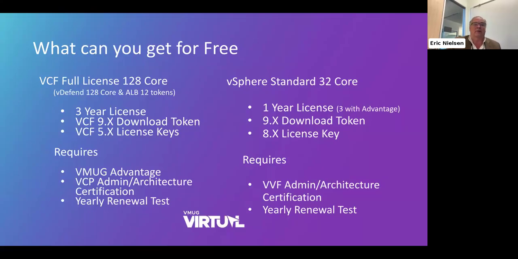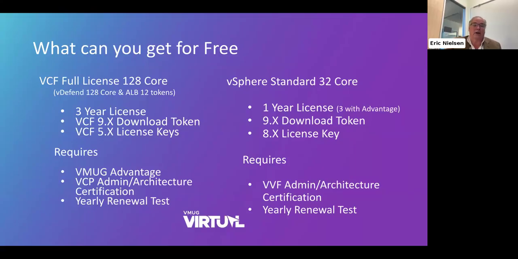So what do you get? You can get full VCF license, 128 core, plus vDefend 128 core, plus ALB 12 tokens. It's a 3-year license program. As long as you're a valid VMUG Advantage member, you can get it for 3 years. You can get VCF 9.x download tokens to get your bits with license keys or license enablement embedded in the VCF 9 download. And you can get VCF 5.x license keys. And those are valid for 3 years. You actually get 1 year at a time, and you have to do a renewal at the end of every year, a short little quiz that you have to take.